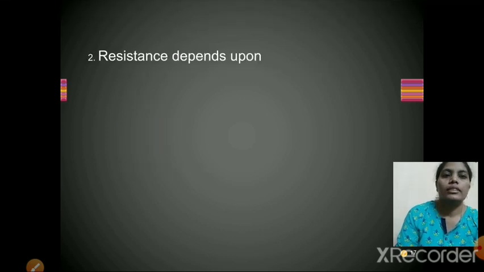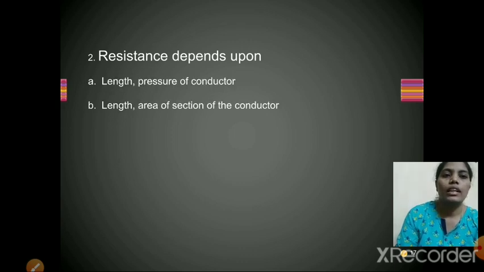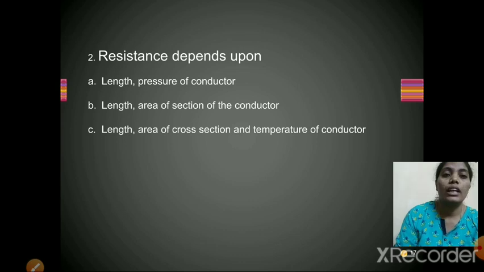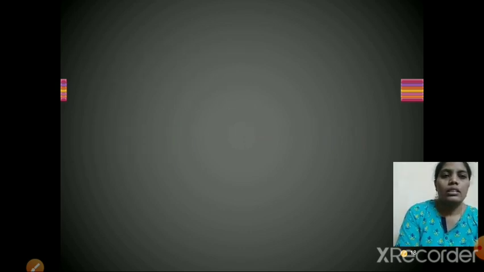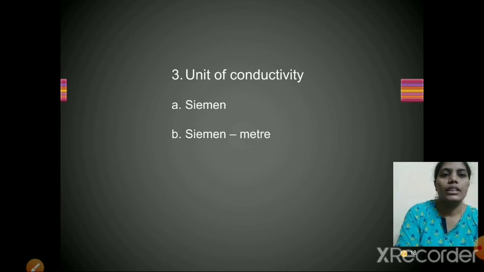Next, resistance depends on length, pressure of conductor, length, area of cross section of the conductor, length, area of cross section and temperature of conductor, none of the above. It depends on length, area of cross section and temperature of conductor.